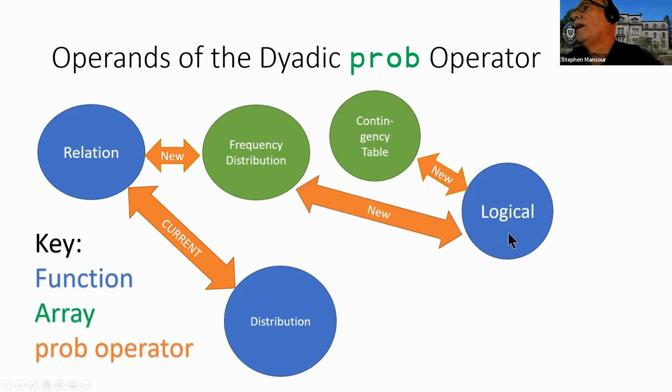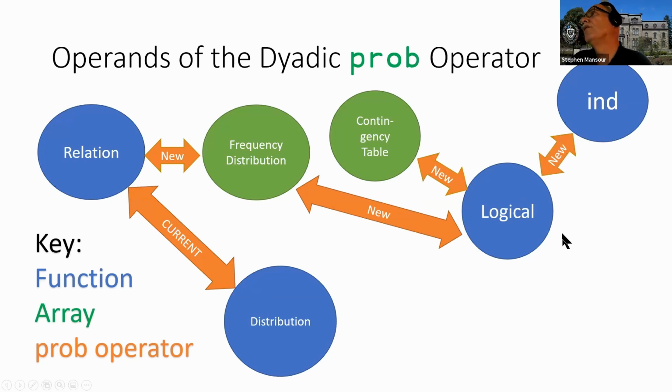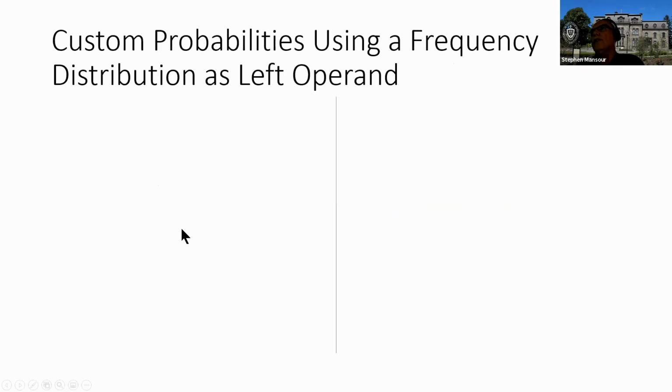We can also apply this logical function to just a frequency distribution where there's only one variable. In addition to that, we can use the independent function as an operand to the probability operator, and when the two variables are independent of each other, we can also calculate probabilities. So you can see that there's a whole bunch of new syntaxes that will apply to the probability operator. So let's take a look at custom probabilities using a frequency distribution as left operand.